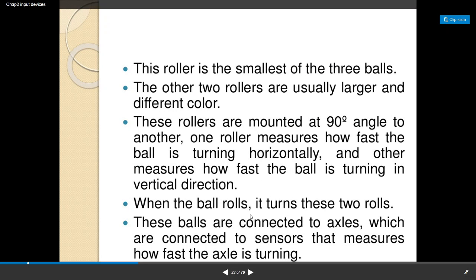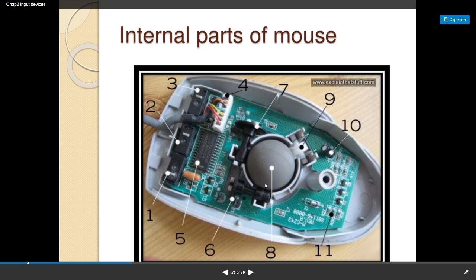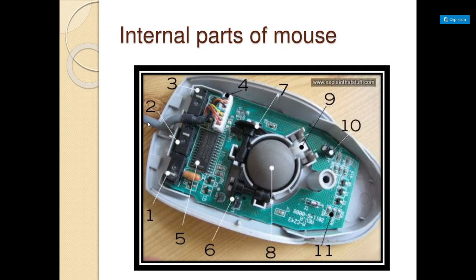And when the ball rolls, it turns these two rollers, and these are connected to axles, which are connected to the sensors that measure how fast the axles are turning. See, this is the roller, this is the axle, and this says how fast the ball is moving. This is connected to the board, and here the sensors measure how far the ball has moved, and then it is converted into what? An electrical signal that is passed through this wire to your system. And there it says to whom the information should be sent.